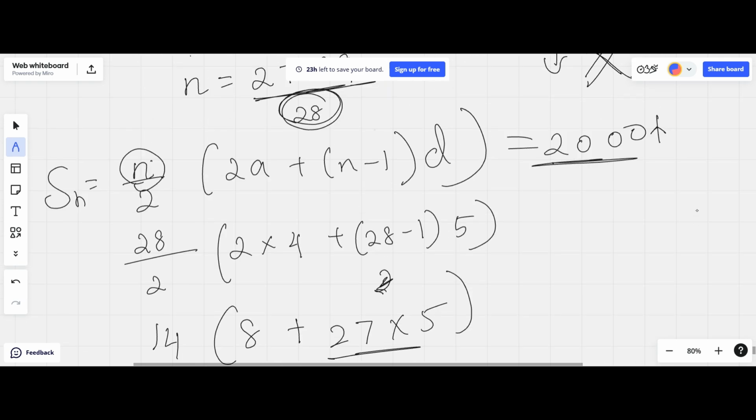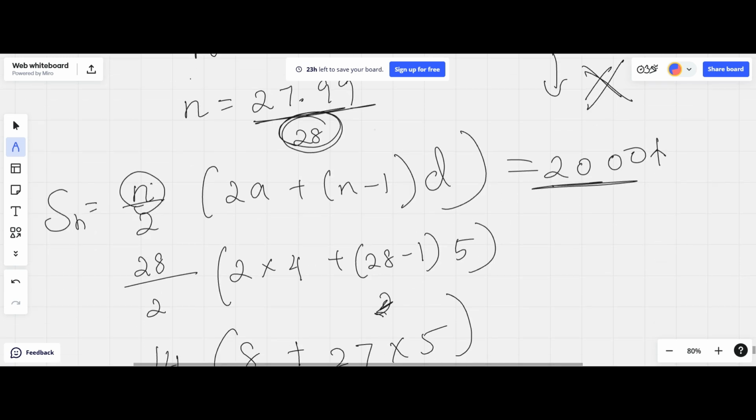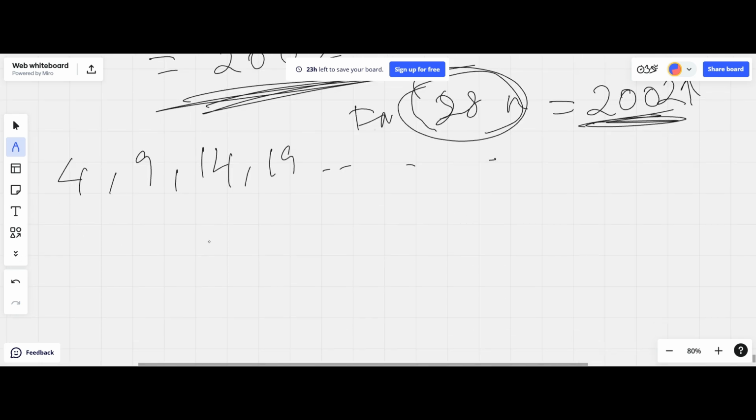They are asking how many terms at least you need for the sum to exceed 2000. So if you add 28 numbers, you will get 2002. This is more than 2000. So 28 numbers is enough. In this sequence, the first 28 numbers is enough to get a sum more than 2000. So the answer for this question is the first 28 terms.